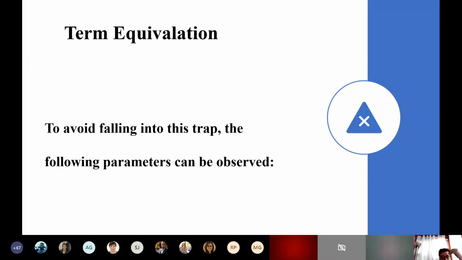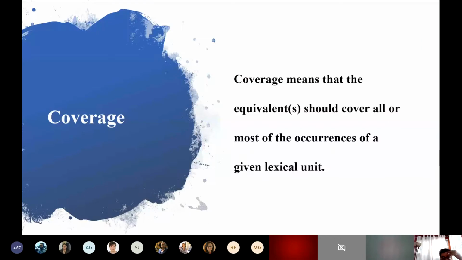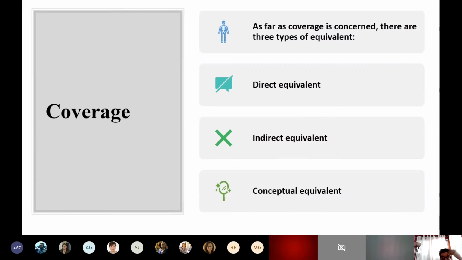So there are some parameters suggested under equivalation that we can follow in order to solve these problems. These are coverage, substitutability, distribution, diversity, and consistency. Coverage means that the equivalent or equivalents should cover all or most of the occurrences of a given lexical unit, which in actual practice is impossible, of course, but I will show you how to deal with this. As far as coverage is concerned, we have three types of equivalent: direct equivalent, indirect equivalent, and conceptual equivalent.